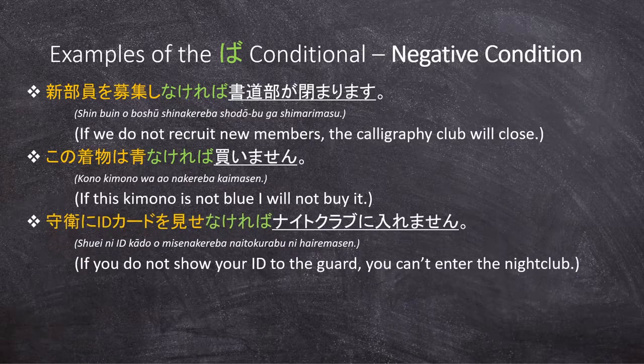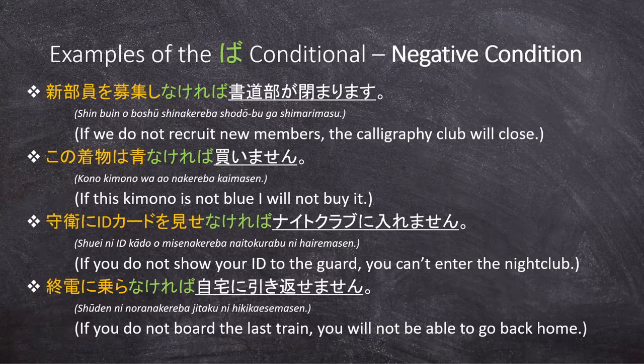Our third sentence is the most complicated one, but it also follows the same pattern as our previous two sentences. Shuei ni ID card o misenakereba naito kurabu ni hairemasen. If you do not show your ID to the guard, you can't enter the nightclub. And you can already see here what is the negative condition or the trigger and what is the result. So here the trigger or the negative condition is shuei ni ID card o misenakereba, while the result is naito kurabu ni hairemasen.